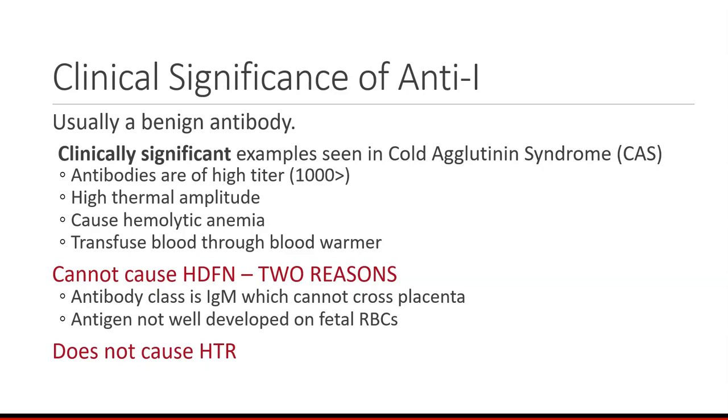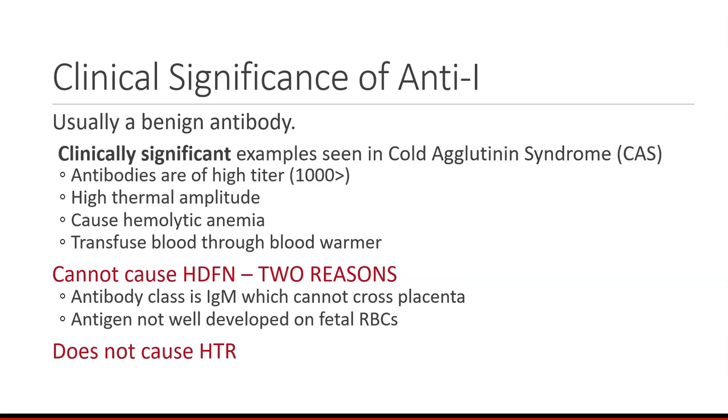When you have a titer greater than 1,000, and we do this at room temperature and it coats the cells, then at 37 it may not come off, not because it's an IgG antibody, but because the IgM has bound so strongly to the cells. And the same thing at Coombs phase, the cells are agglutinated before they're washed. I covered this in a previous lecture. It's clinically significant because it can cause hemolytic anemia. And if a blood transfusion is necessary, transfuse blood through a blood warmer.